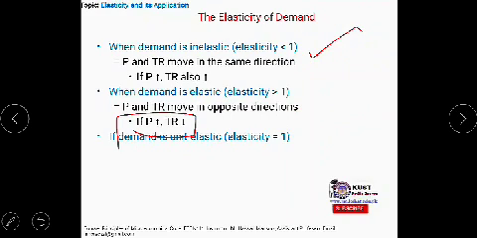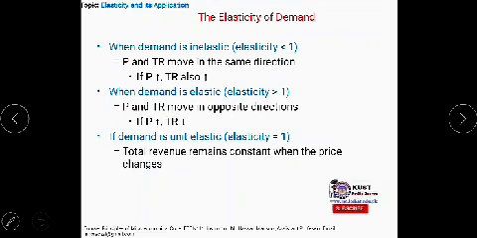So if the demand is unitary elastic, which means elasticity is equal to 1, in this case, the total revenues remains constant when the price changes. So when you are having a unitary elastic demand for the product, in that case, your increase or decrease in the price will keep the total revenue same. It will not increase or decrease more than that.